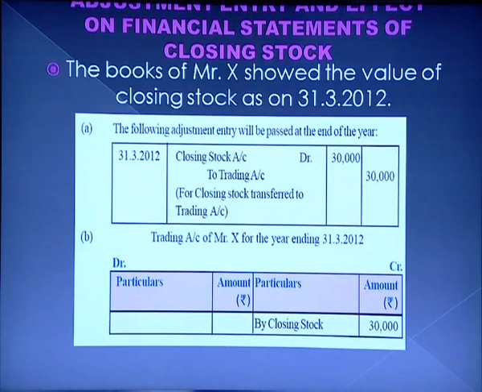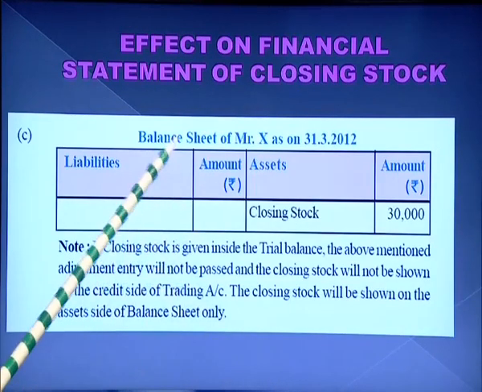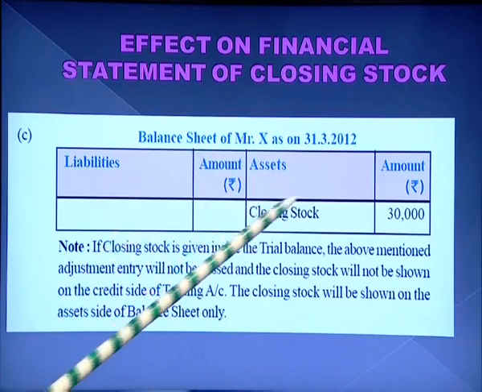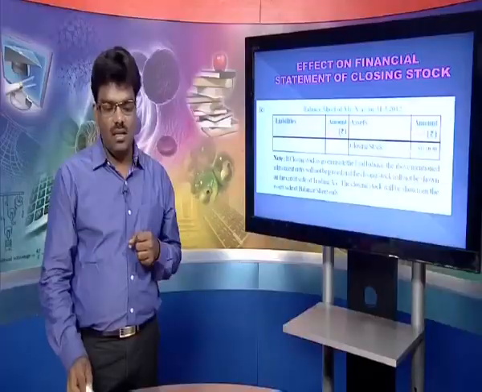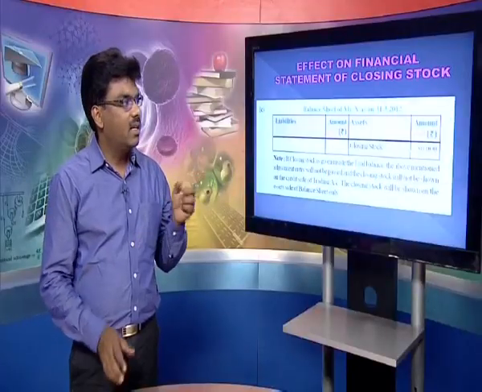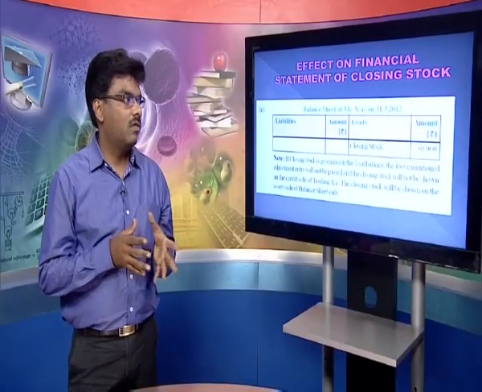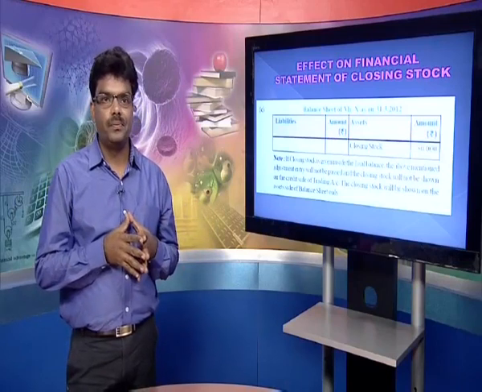What is the effect of this entry? See the trading account. On the credit side of trading account, we write by closing stock, because this is the adjustment of closing stock, and the other adjustment is in the balance sheet. In balance sheet, rupees 30,000 of closing stock, this is our asset, and because of that we write it in the balance sheet of the particular company.